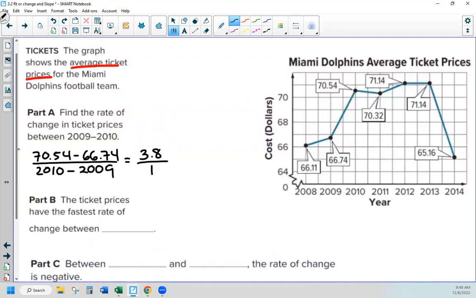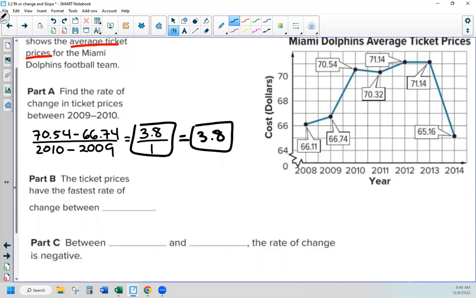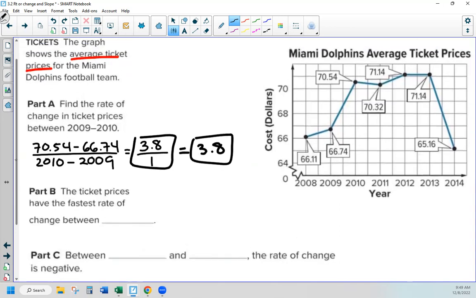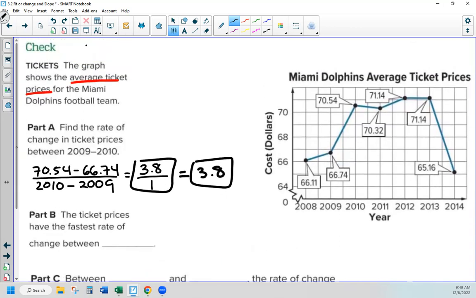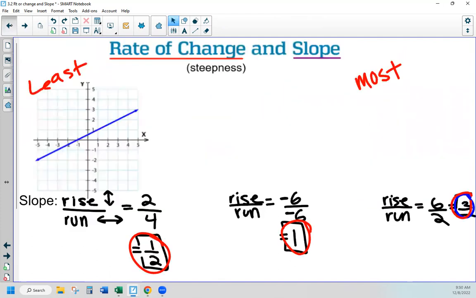So let me go ahead and just circle this one or box it in, which is the same thing as 3.8. Box it in and move on. The ticket prices have the fastest rate of change between what years? So I need you to stop right now, and I need you to go back to the very first example of the walking man across the little road, I guess I made, which was this one right here.